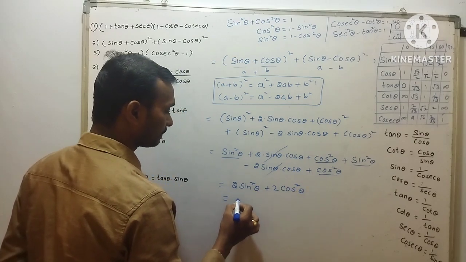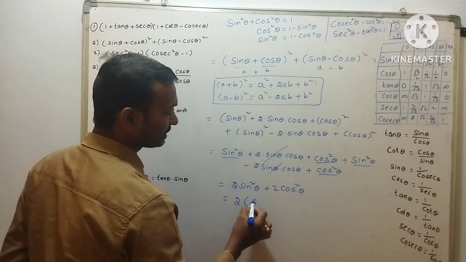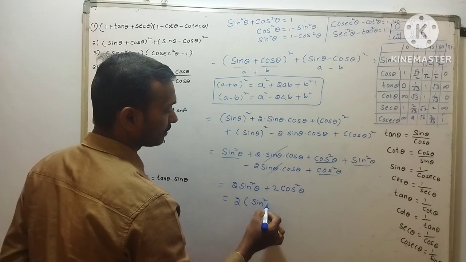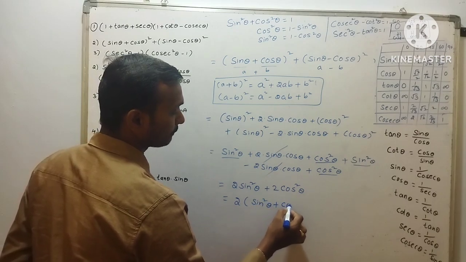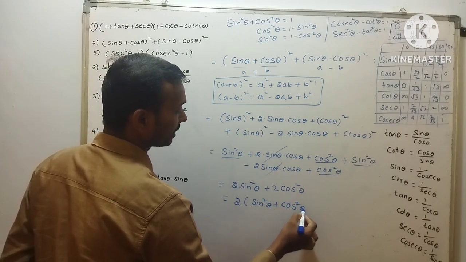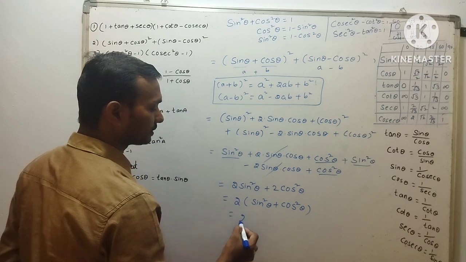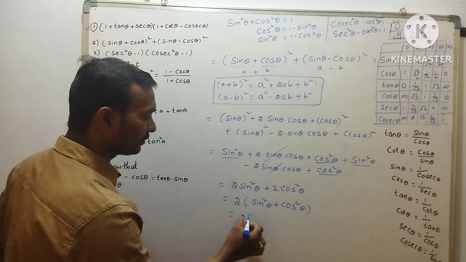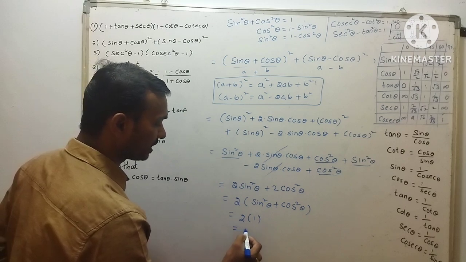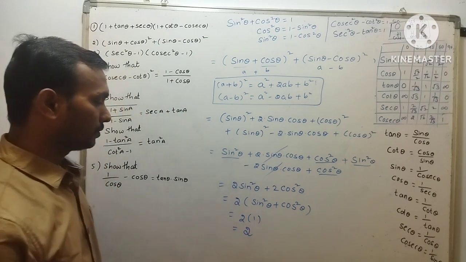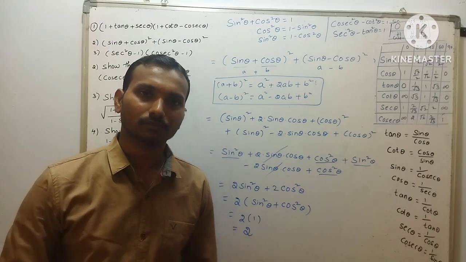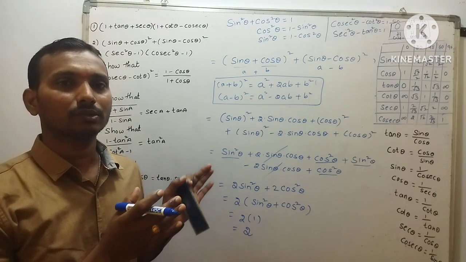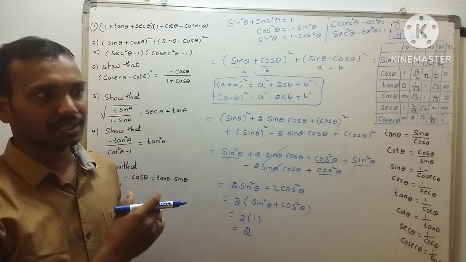So take 2 common. Inside sin square theta plus cos square theta will be there. So we know that sin square theta plus cos square theta equal to 1. Substitute that value. 2 into 1 becomes 2. So this is the way we have to solve the given question. Just check for 1 minute.